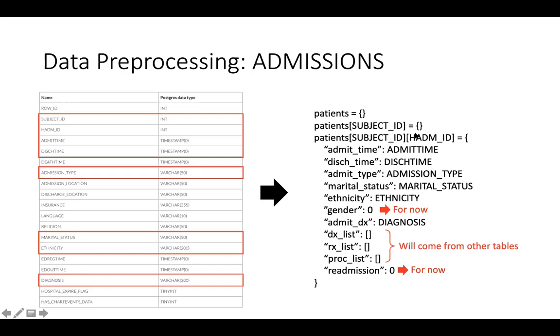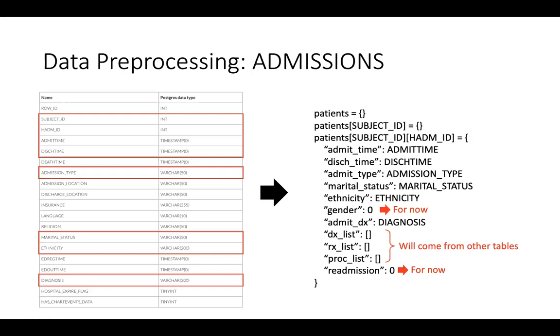So the second key, the key for the nested or internal dictionary, would be HADMID, which is the hospital admission unique identifier. So we're just nesting based on the hierarchy, where the patient is at the top, then below the patient there are multiple hospital visits, and within each visit there are multiple diagnosis codes and procedure codes and whatnot.